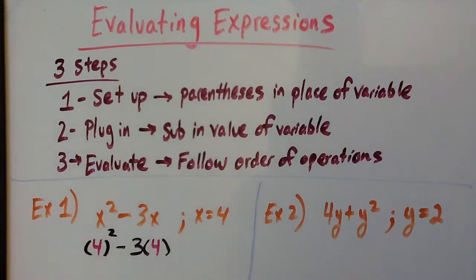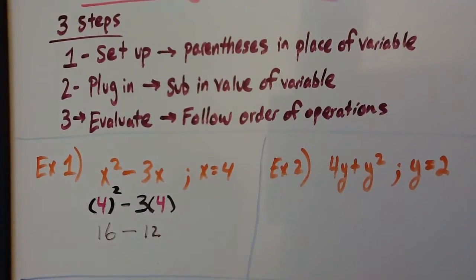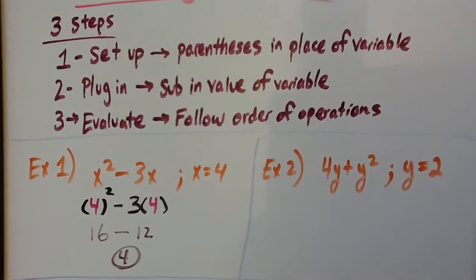Step 3, evaluate. So let's follow the order of operations. I'm going to first take care of my exponents, so I have 4 squared. Well, 4 squared means 4 is a factor twice, and 4 times 4 is 16. Okay, then I have subtraction. 3 times 4. Well, 3 times 4 is 12, and 16 minus 12 is 4. So 4 is the value of this expression given the value of x equal 4.